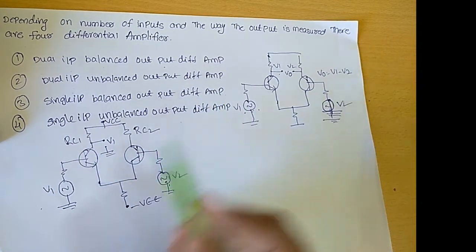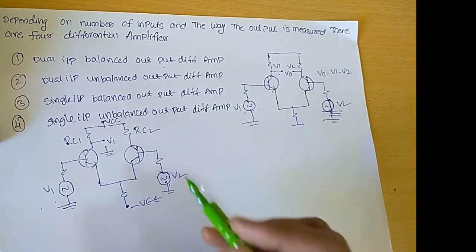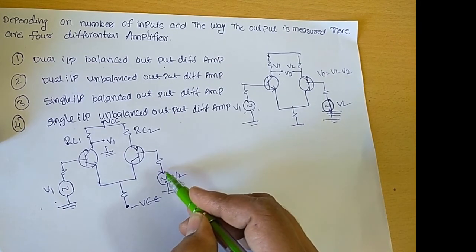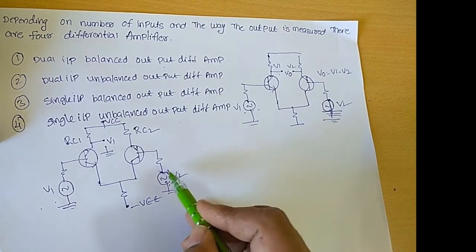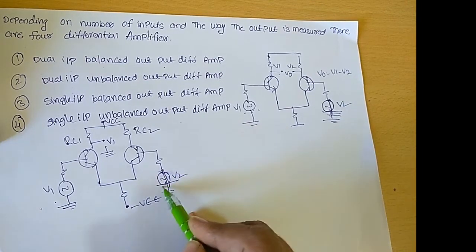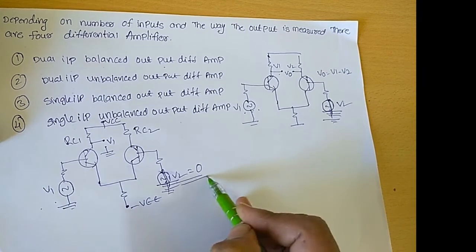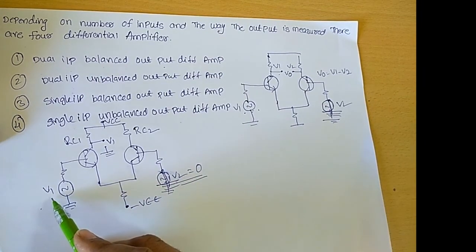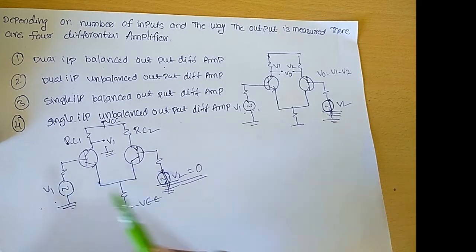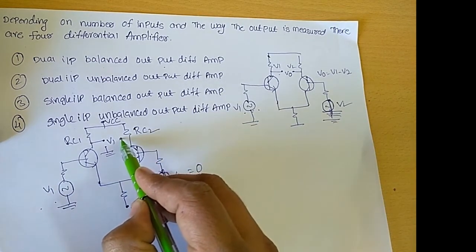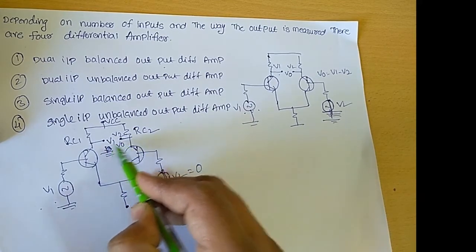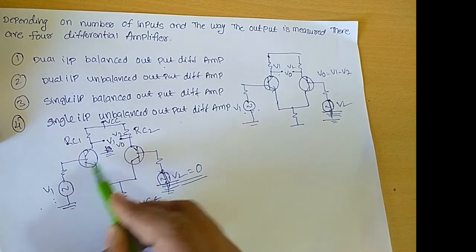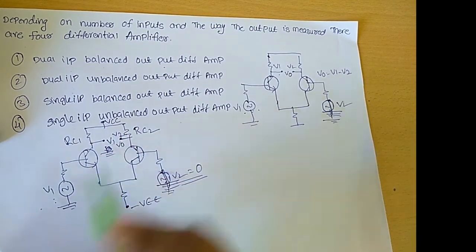The third one is the single input balanced output differential amplifier. Single input means among these two inputs, one input is connected to ground. It means that V2 equal to 0. Here we apply only a single supply voltage, that is V1, and we collect the output at these two collector terminals. Again here we get the output voltage V0 equal to V1 minus V2. This is called single input balanced output differential amplifier.